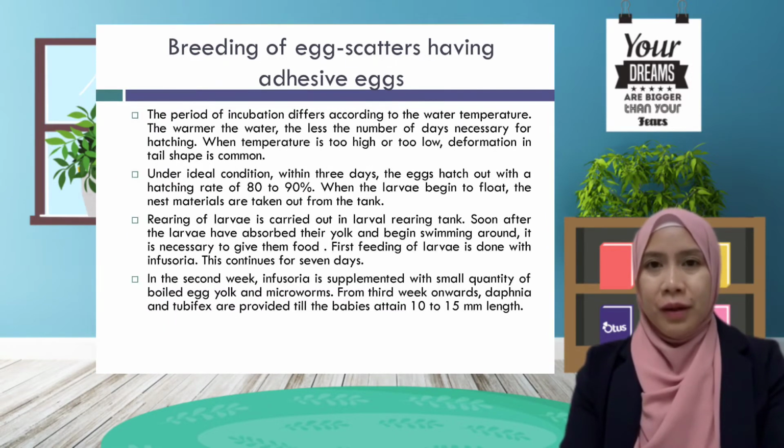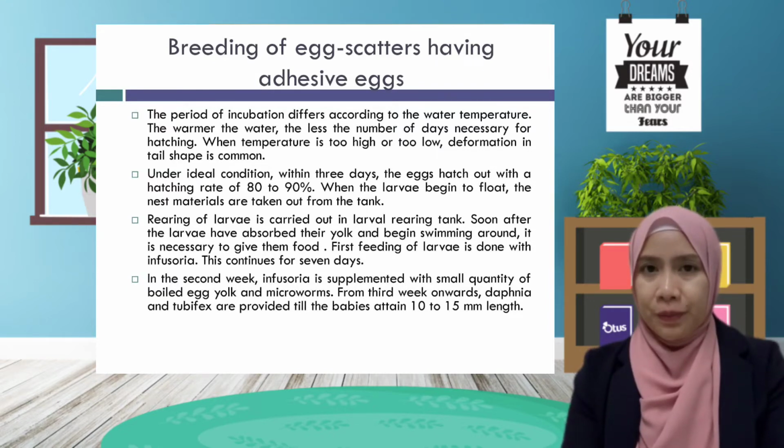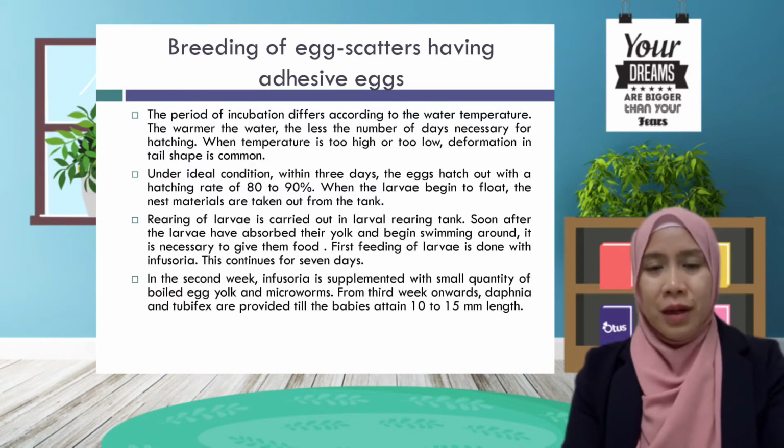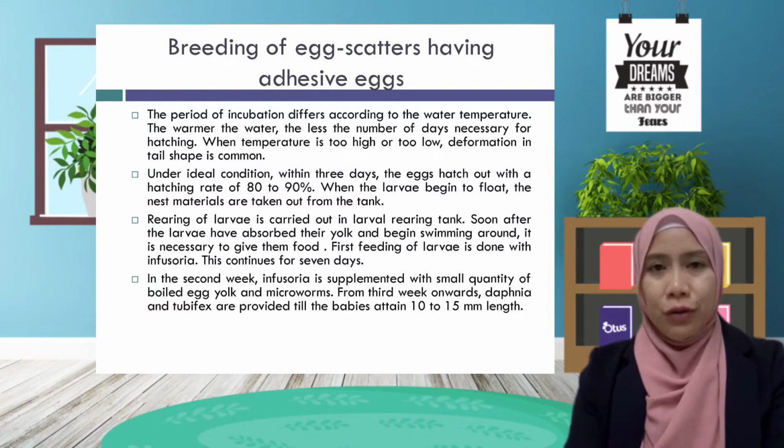The period of incubation differs according to the water temperature. The warmer the water, the fewer the number of days necessary for hatching. When temperature is too high or too low, deformation in tail shape is common. Under ideal conditions, within 3 days, the eggs hatch out with a hatching rate of 80 to 90%.